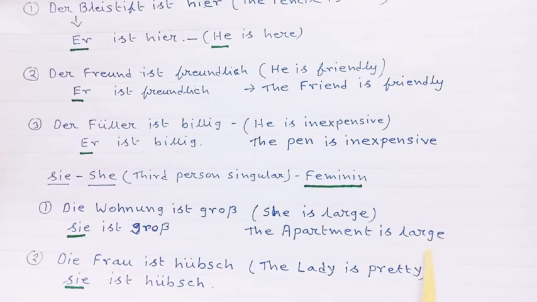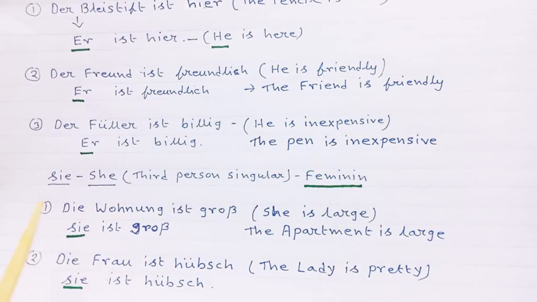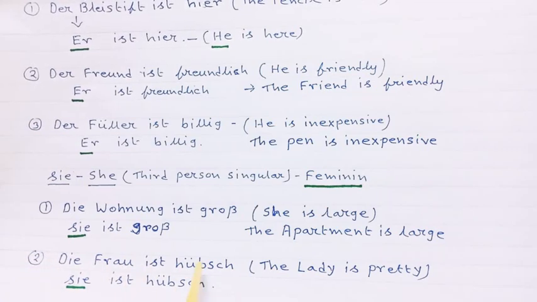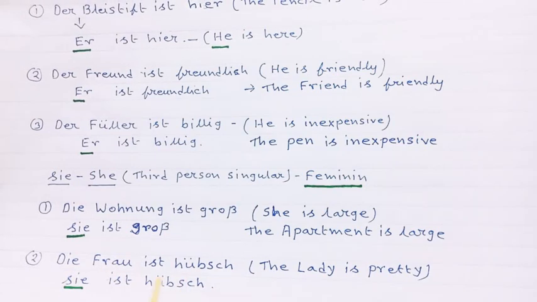Die Wohnung ist groß. Sie ist groß. The apartment is large. Now sie, she, third person singular, feminine. Die Wohnung ist groß. The apartment is large. Or sie ist groß. She is large. Die Frau ist hübsch. The lady is pretty or good looking. Oder when we replace the noun by pronoun, sie ist hübsch.